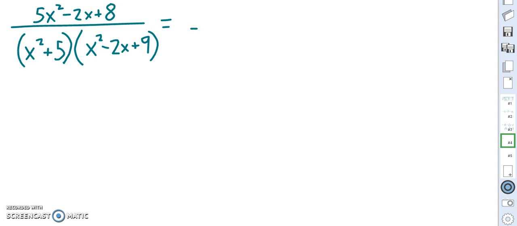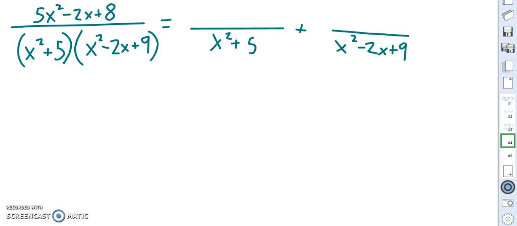I'll set this up by saying, well, there's only one of these, so it's just going to show up once. It's going to show up as x squared plus 5. And there's only one of the others, so it's going to show up as x squared minus 2x plus 9. On top is going to be something of 1 degree smaller. The bottom of this is quadratic, so on top it's going to be linear. The bottom has a degree 2, so the top has a degree of 1.